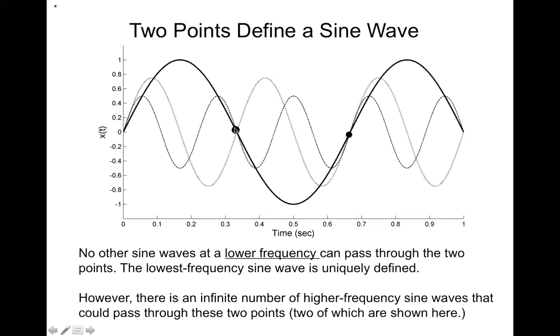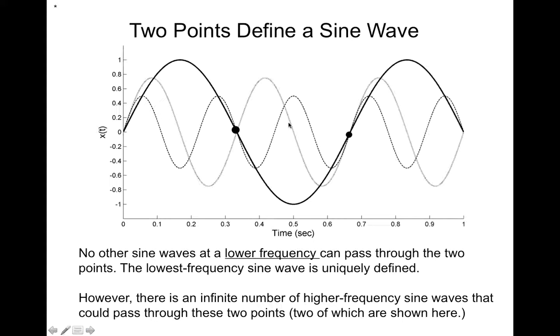If we look at this signal, we see that we've sampled it at these 2 points. There are signals with higher frequencies that contain those 2 points. But if we had a lower frequency, in other words a slower sine wave, those 2 points would not be on the curve. So no sine wave at a lower frequency could pass through these 2 points. So this lowest frequency sine wave is uniquely defined. But there are pretty much an infinite number of higher frequency sine waves that could pass through these 2 points.